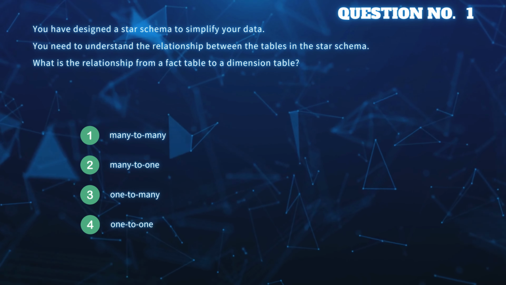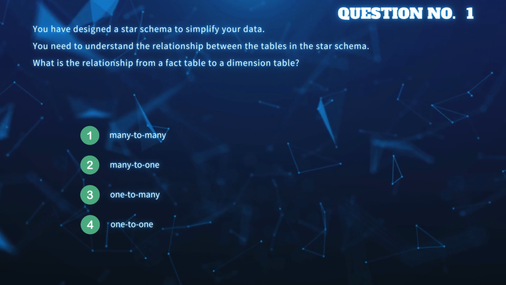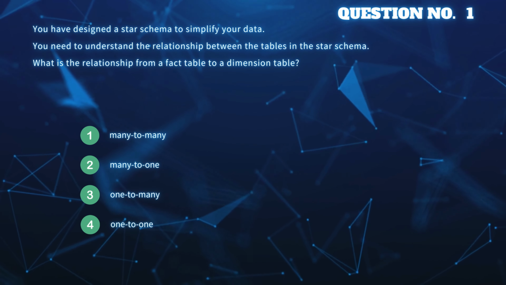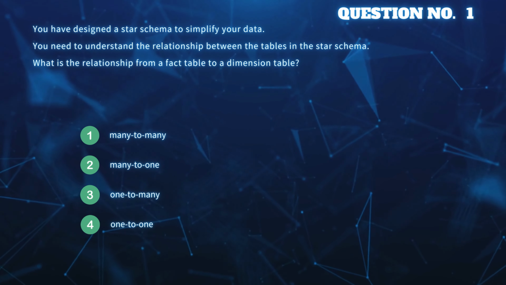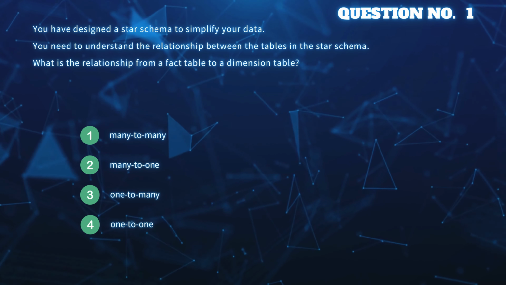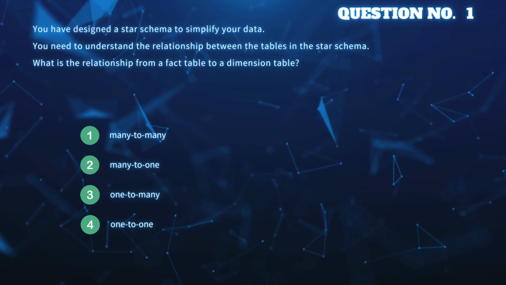Schema to simplify your data. You need to understand the relationship between the tables in the star schema. What is the relationship from a fact table to a dimension table? Option 1, many to many. Option 2, many to one. Option 3, one to many. Option 4, one to one.